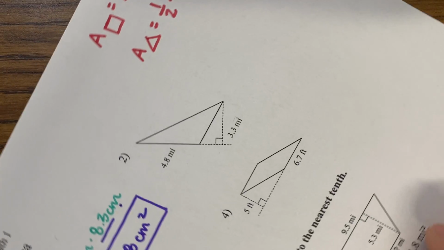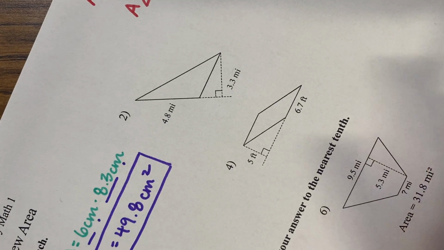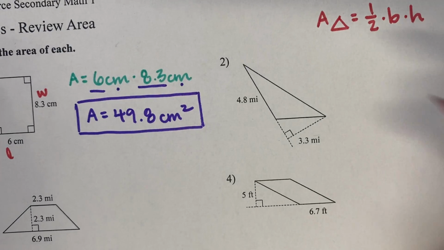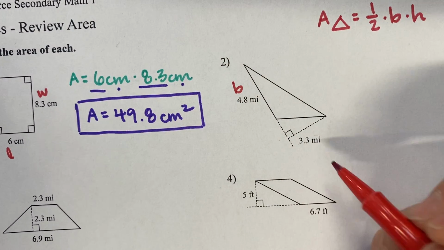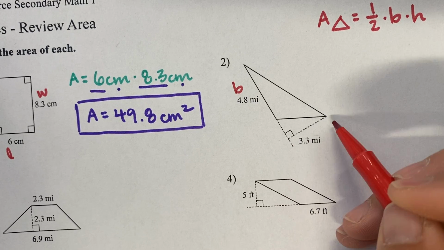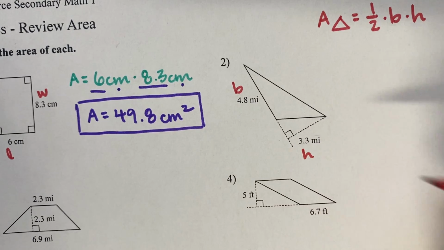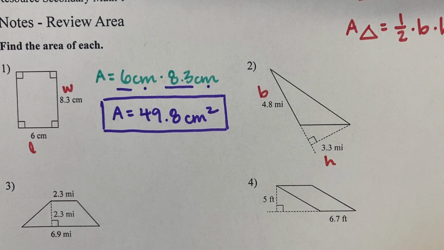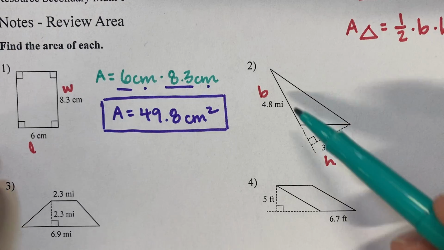Okay, well, look, if I turned it like that, then we'd see that 4.8 is the bottom of the triangle. So we can label 4.8 as the base. And that would mean that it is 3.3 miles high. So 3.3 is our height. Beautiful. Okay, let's go ahead and plug this into our formula.